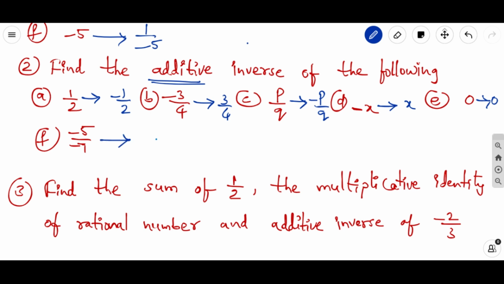The additive inverse of negative 5 by negative 7 is negative of negative 5 by negative 7. Okay, here you simplify it. Negative negative gets cancelled, giving 5 by 7. The additive inverse is negative 5 by 7, or negative of negative 5 over negative 7.